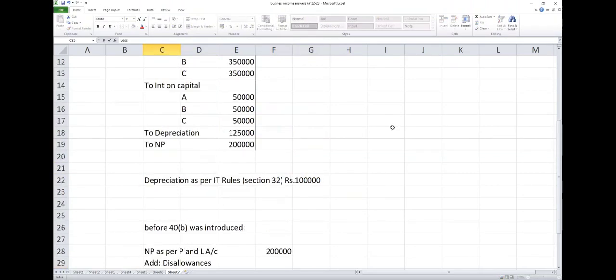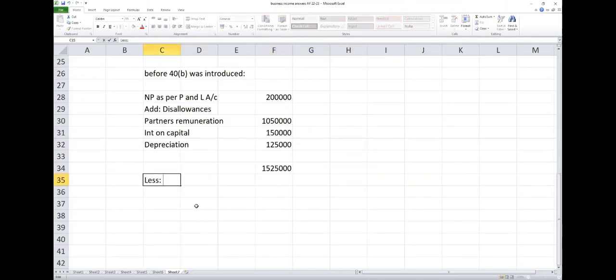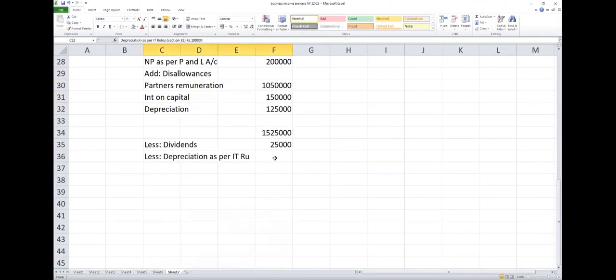On the credit side, dividend. Dividend is not part of business income, so it goes to income from other sources. Dividends 25,000. And finally, less depreciation as per IT rules. How much depreciation as per IT? 1 lakh. Now the final answer: income from business. This was before 40B.